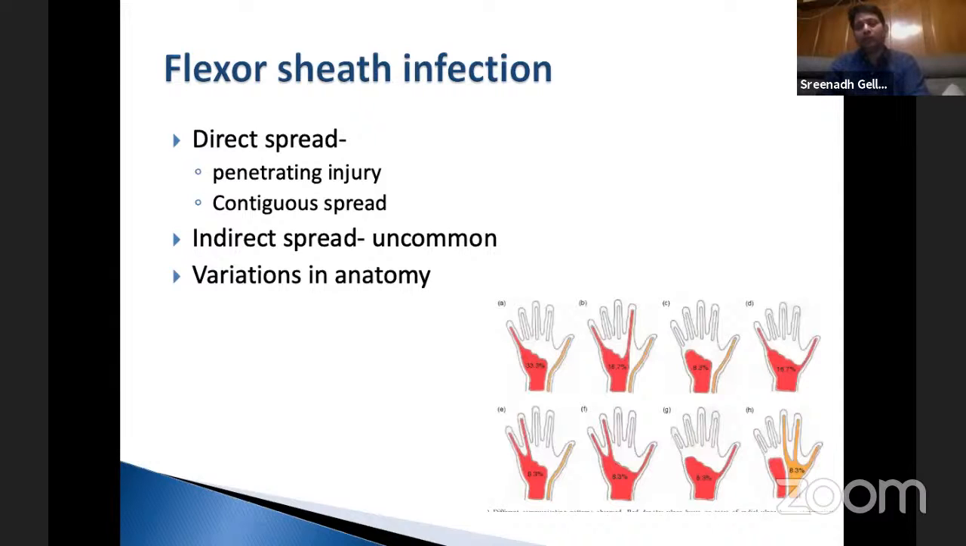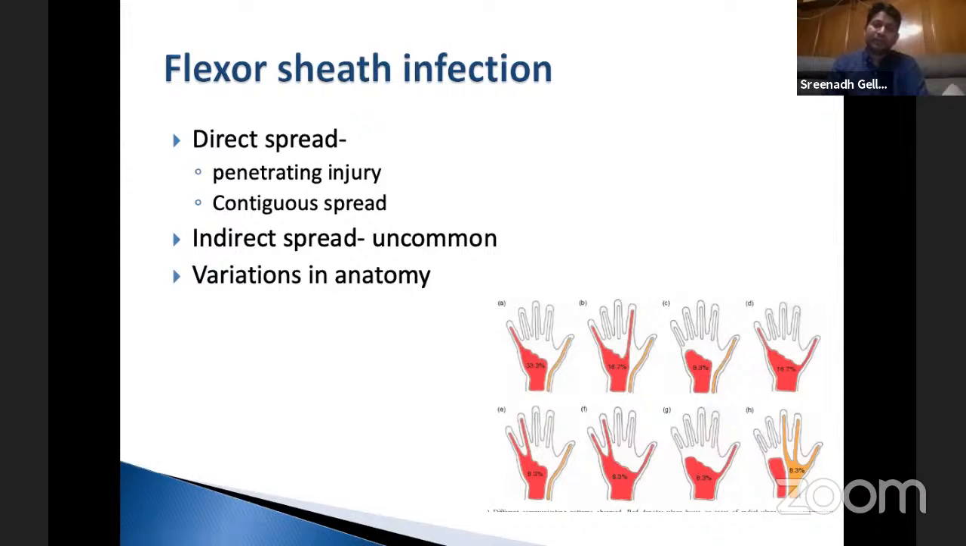One thing that we all need to know in the variation of anatomy is, I don't know whether you can see my arrow, this is the most common variation where the little finger flexor sheath is connected with the ulnar sided bursa, followed by the ulnar and radial sided bursas being connected with each other. So these are the two most common variants.